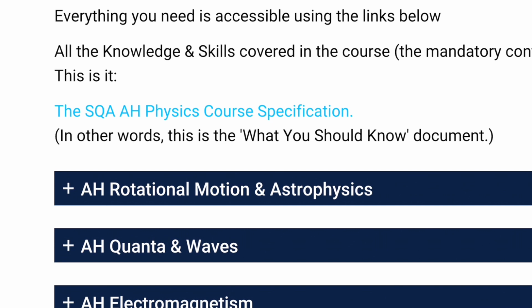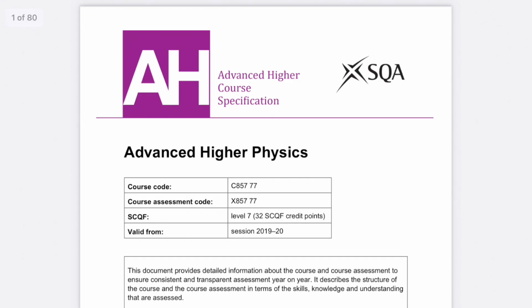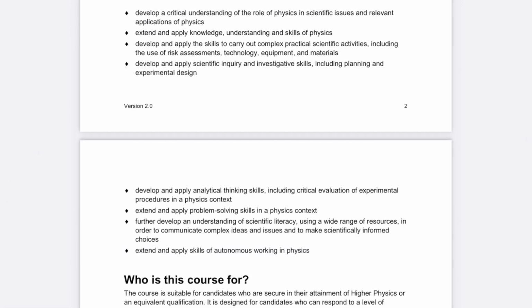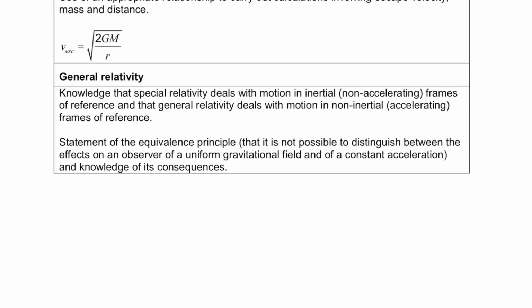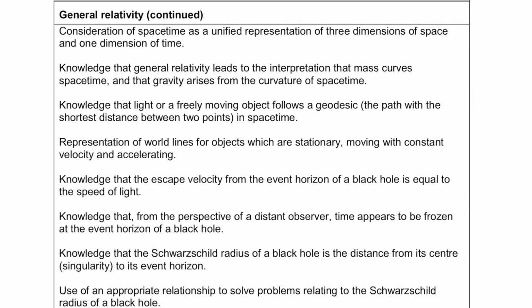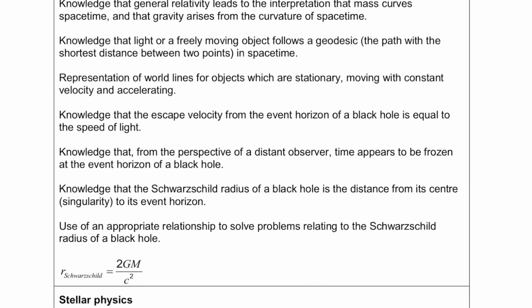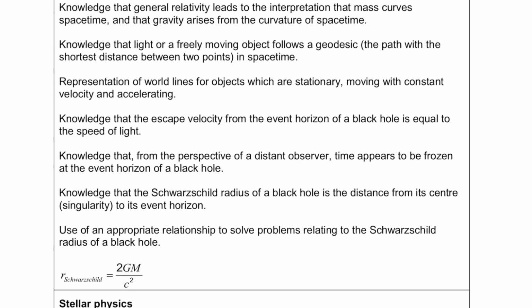Well, there's a very useful document called the SQA Advanced Higher Physics Course Specification, and that tells you everything that is in the course and everything that you might get asked about in the final exam. So there's the general relativity content statements, and notice it's knowledge, knowledge, knowledge, knowledge, knowledge, and one little relationship at the end about the Schwarzschild radius of a black hole.